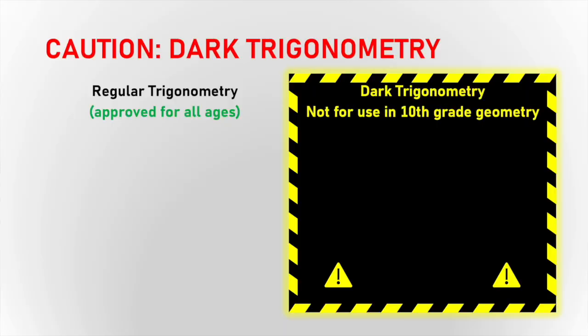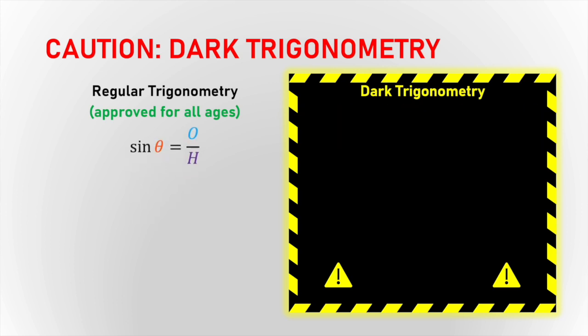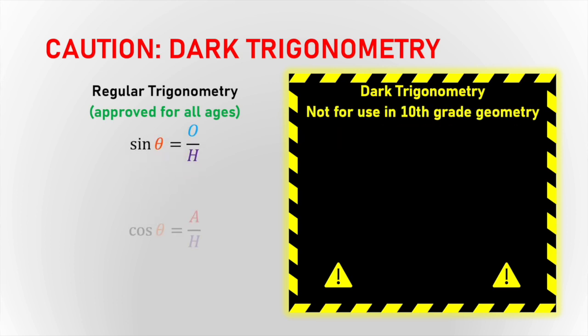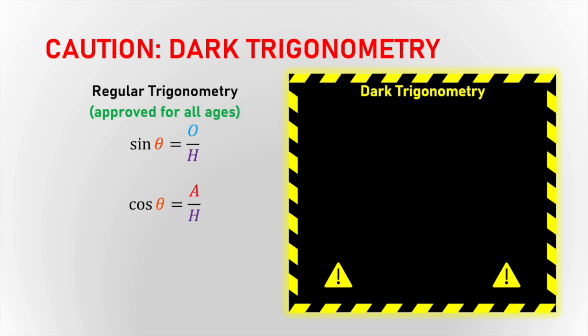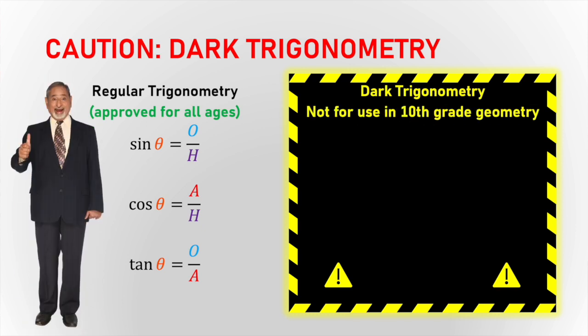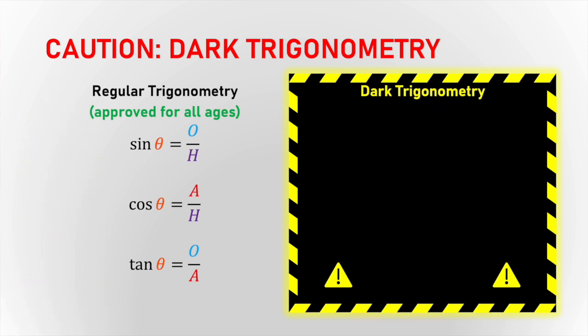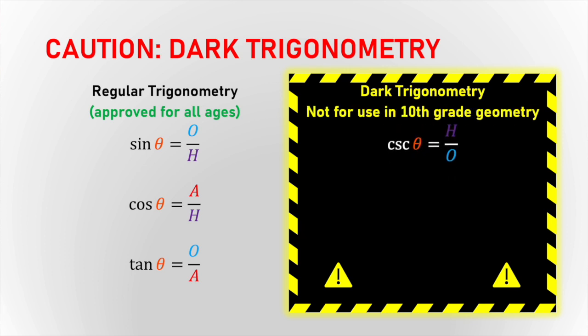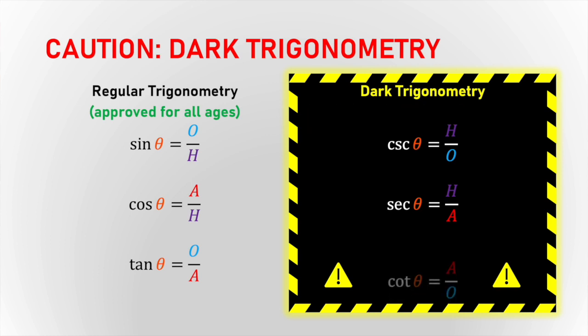Okay, here we go. On the left, we have our regular basic trig functions. We have sine, which is opposite over hypotenuse, cosine, which is adjacent over hypotenuse, and tangent, which is opposite over adjacent. Mr. Business Grandpa gives these a thumbs up. But on the right, we'll see what happens if you get the sides in the wrong order. If you put hypotenuse over opposite, that's not sine anymore. That's cosecant. If you put hypotenuse over adjacent, that's not cosine anymore, that's secant. And if you put adjacent over opposite, that's not tangent, it's cotangent.